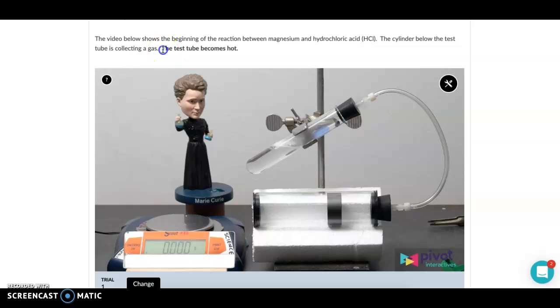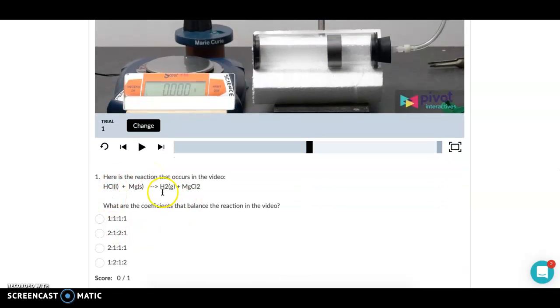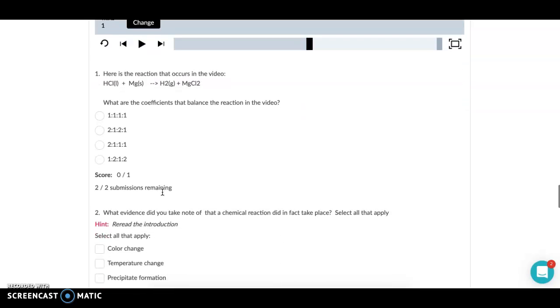Notice up here it says the test tube becomes hot. Okay, that will be helpful for you later. And you will watch the reaction here. Here they take magnesium, slide magnesium into the hydrochloric acid, and they're collecting a gas down in this test tube. So here's the reaction. Balance the equation.